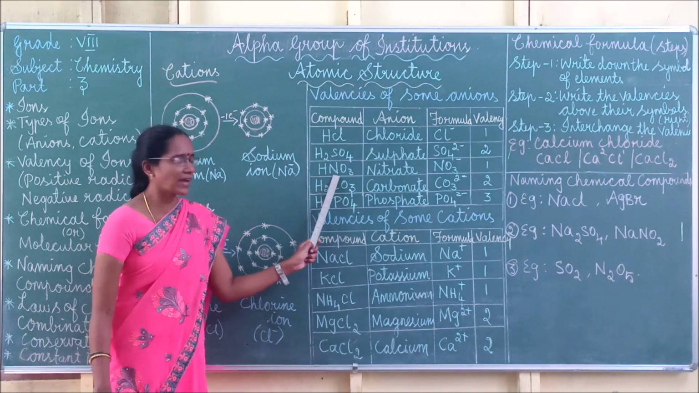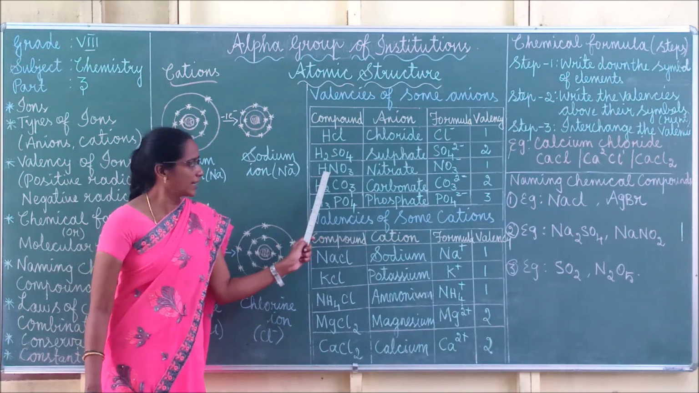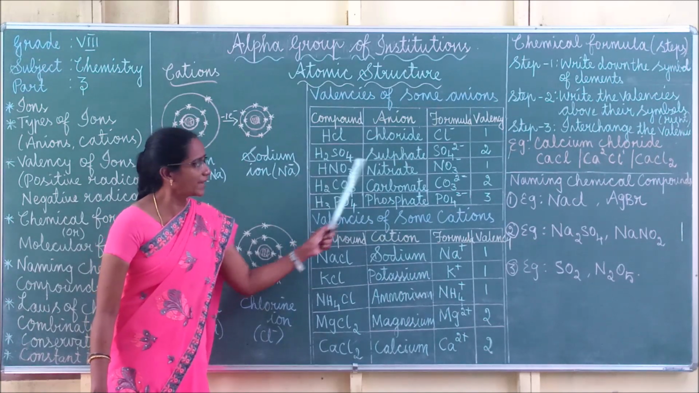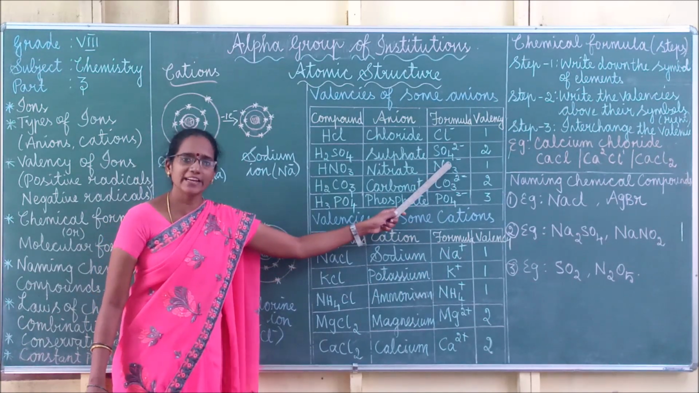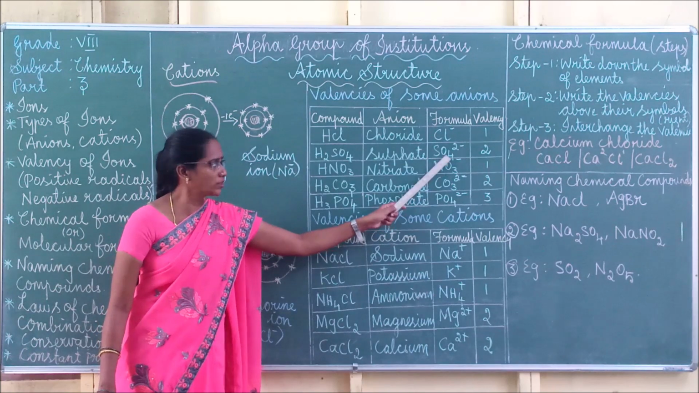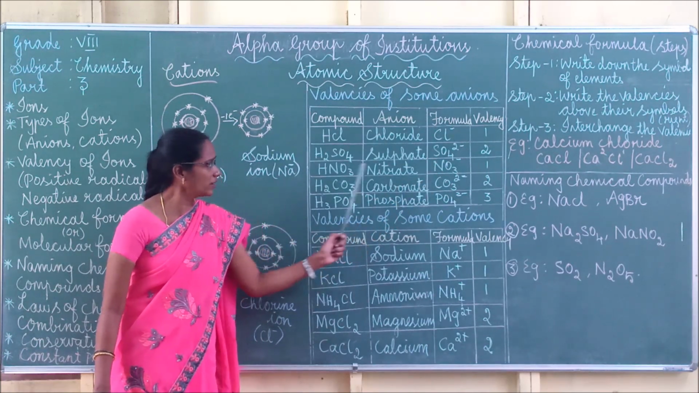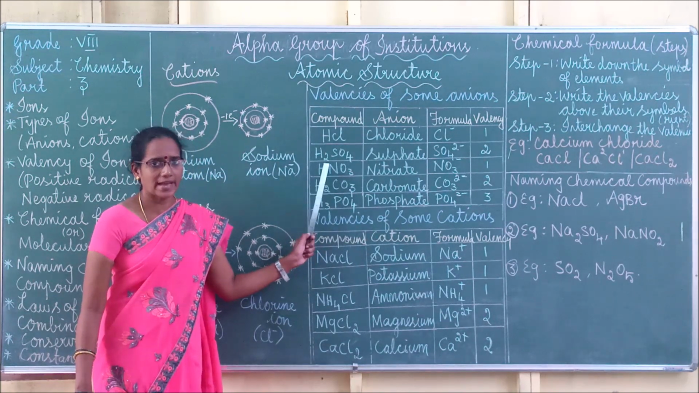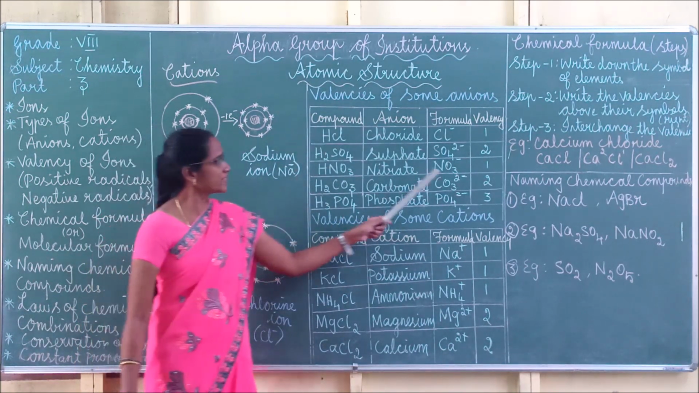In the same manner, we have to calculate HNO3. Here, one hydrogen combines with NO3 minus, that is the nitrate ion. NO3 minus is the nitrate ion. These combine to form the compound nitric acid. Got it? And what is the valency?